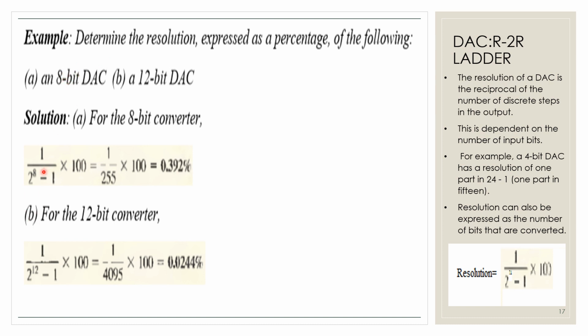So put n is equal to 8, then that is equal to 1/(2^8 - 1) into 100. That will be equal to 0.392%.